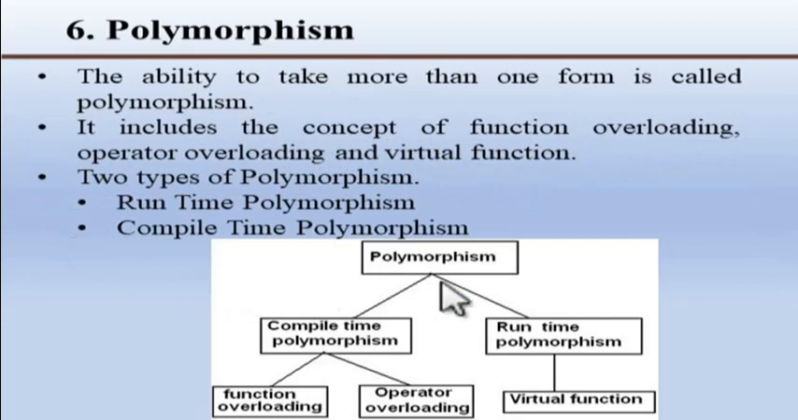You can see this diagram. Polymorphism is classified into two types: compile time polymorphism and runtime polymorphism. Basically, compile time polymorphism is also called as static polymorphism, and runtime polymorphism is also called as dynamic polymorphism. By using compile time polymorphism, we can achieve function overloading and operator overloading. And by using runtime polymorphism, we can achieve virtual function concept.